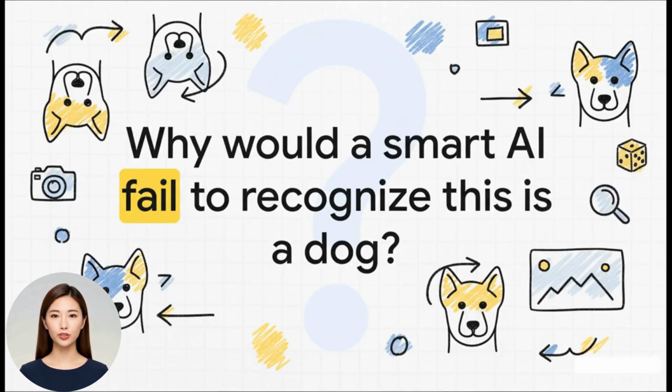All right, so take a look at this. Simple enough, yeah? It's a dog. You see it, I see it. But here's the crazy part. A super smart AI, one that's been trained on thousands of photos, could look at this exact image and have, well, no idea what it is. I know, it sounds nuts, but this kind of thing happens more than you'd think. And the reason why is actually super interesting.